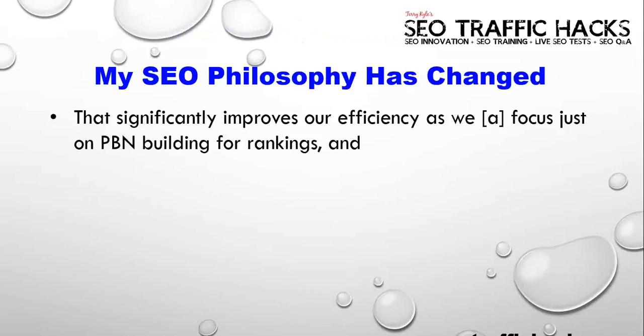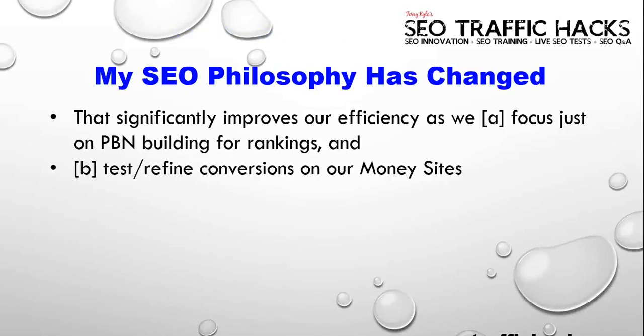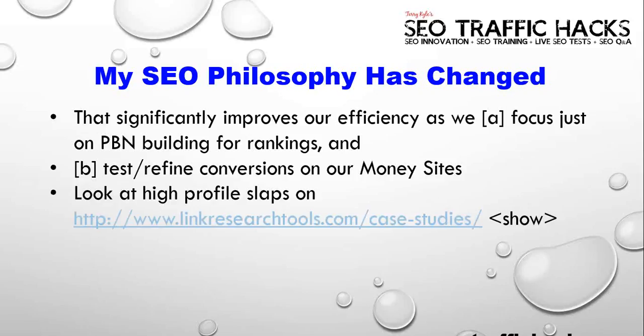So as I say, this improves our efficiency a lot. We just focus on the private blog network building for the rankings, and we're testing and finding conversions on our money sites, and basically just accumulating that library, that portfolio of landing pages that work great.